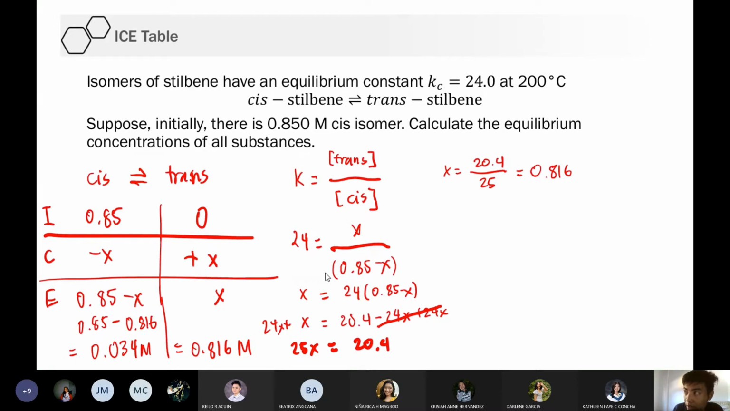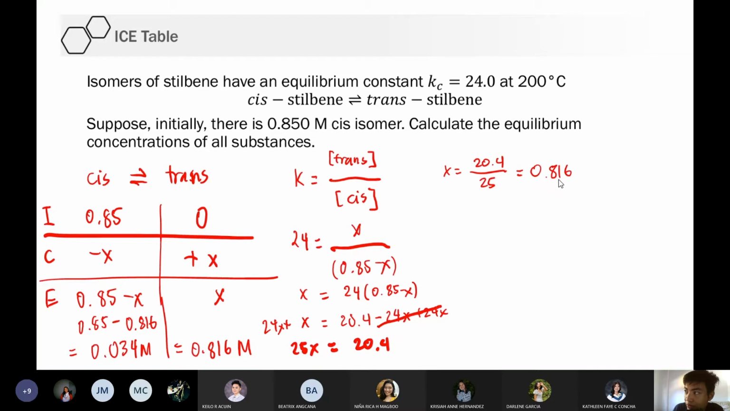Our X is the trans concentration at equilibrium, so we write it down there. At equilibrium, the cis concentration is 0.85 minus X, and the equilibrium constant is 24. Once everything is plugged into the equation, we can solve for the value of X algebraically. On this part, we solve for X, and that's 0.816.